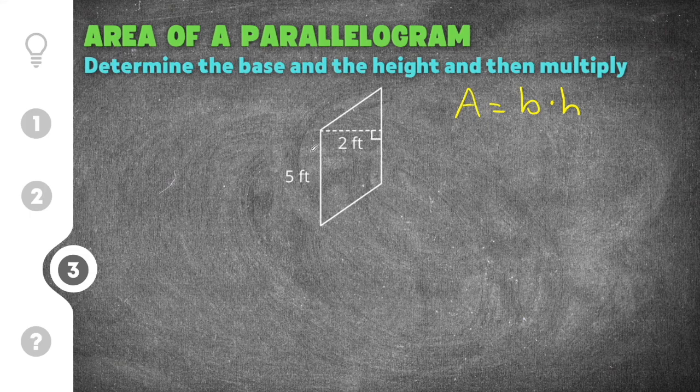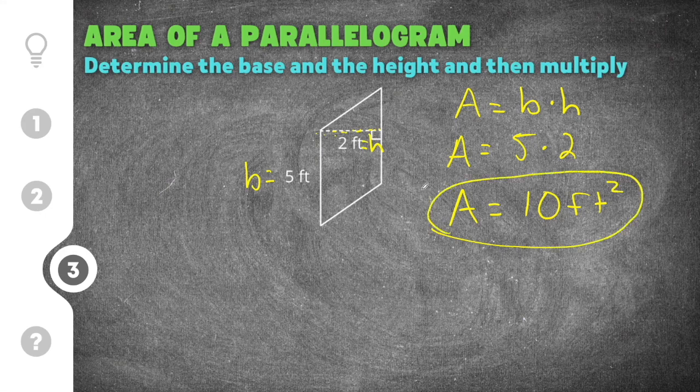So in this case, the base is going to be 5, and the height is going to be the distance between those two sides, which will be 2. This will be the height. The area of this parallelogram is going to be 5 times 2, which is 10, and both of these are in feet, so we're going to say 10 feet squared for the final answer of this area of this parallelogram.